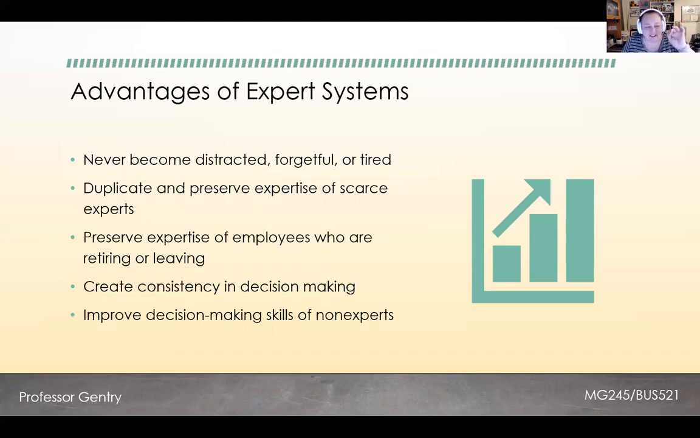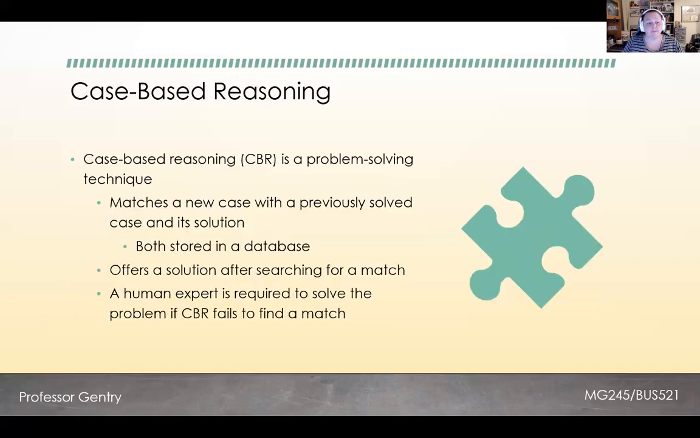It can be used to duplicate and preserve expertise when your expertise pool is low. It can preserve expertise of employees who are retiring or leaving. It can create consistency in decision making, and it can improve decision making skills of those non-experts.